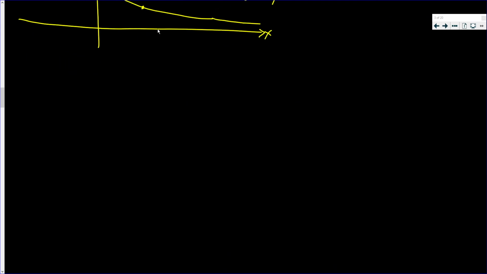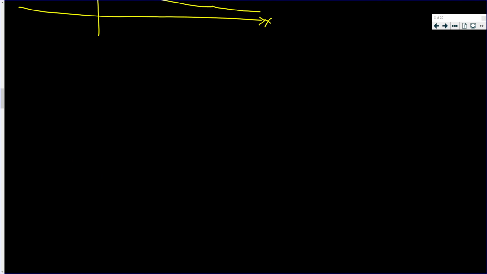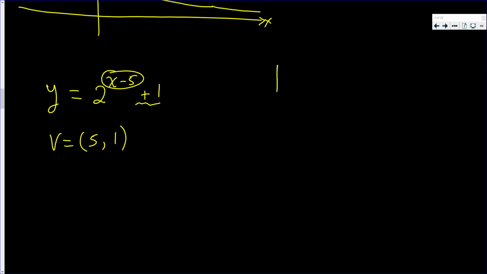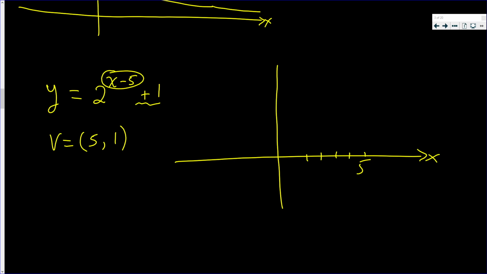Now, what happens if we put a little bit of a phase shift on these graphs? y equals 2 to the x minus 5, plus 1. The vertex is what makes that 0? Well, 5 minus 5 is 0. And what does that say? That says 1. So we're going to pretend, for graphing purposes, that the origin is right here.